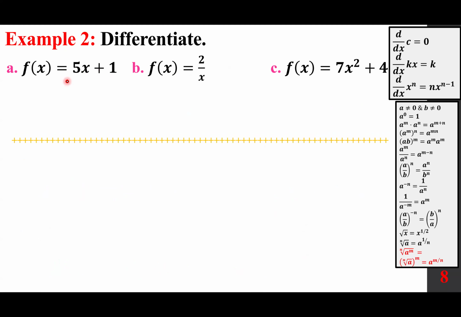f of x is 5x plus 1. Obviously, f prime is 5, and you're done. f of x is 2 over x. Reminding you of the exponential rules, and look at the negative exponential rules. I can write this as 2x to the power minus 1, get it ready for the power rule. So now I have 2 times negative 1, minus 2x to the power of minus 1, which is minus 2.